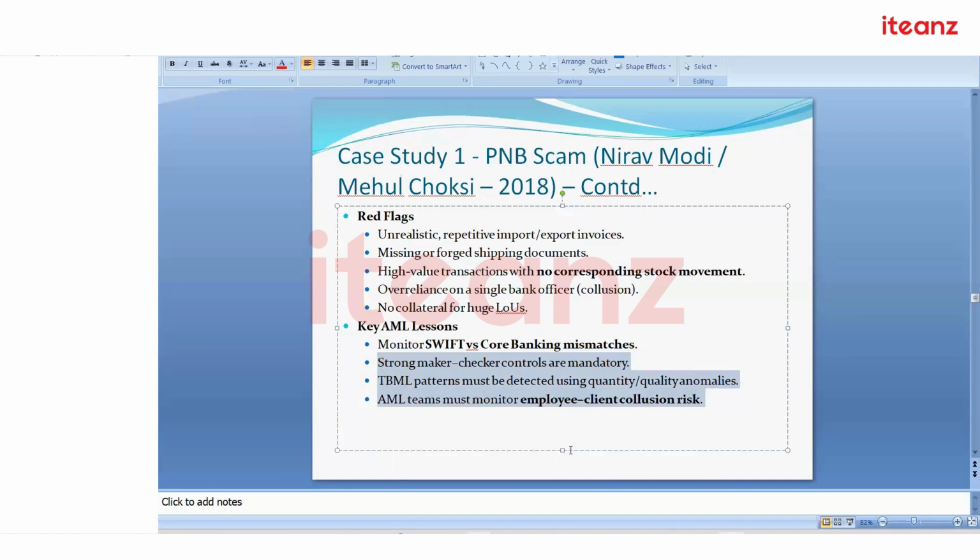Okay, this is one case study. Sir, what is TBML? Trade-based money laundering.